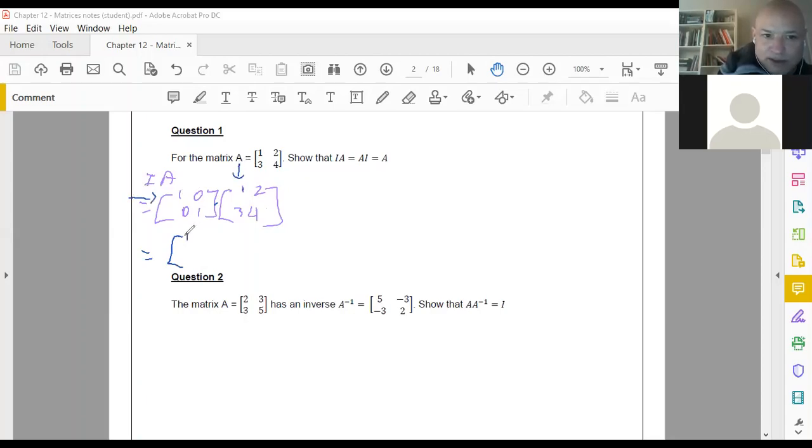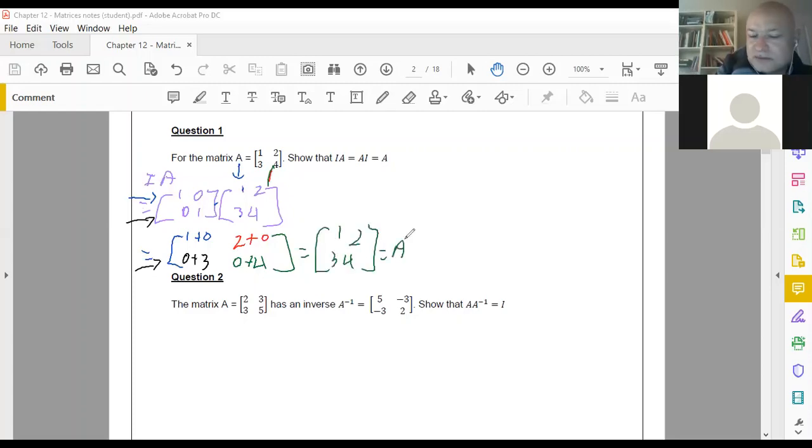1 times 1, 1. Plus 0 times 3, 0. Now I'm going to do the next column. 1 times 2, 2. Plus 0 times 4, 0. Now I'm going to do the next row. So that means I start on the next row here. 0 times 1, 0. 1 times 3, 3. And the last column here, 0 times 2, 0. 1 times 4, 4. And if you work all that out, you get 1, 2, 3, 4, which equals A. See, it's exactly like timesing by the number 1, isn't it?